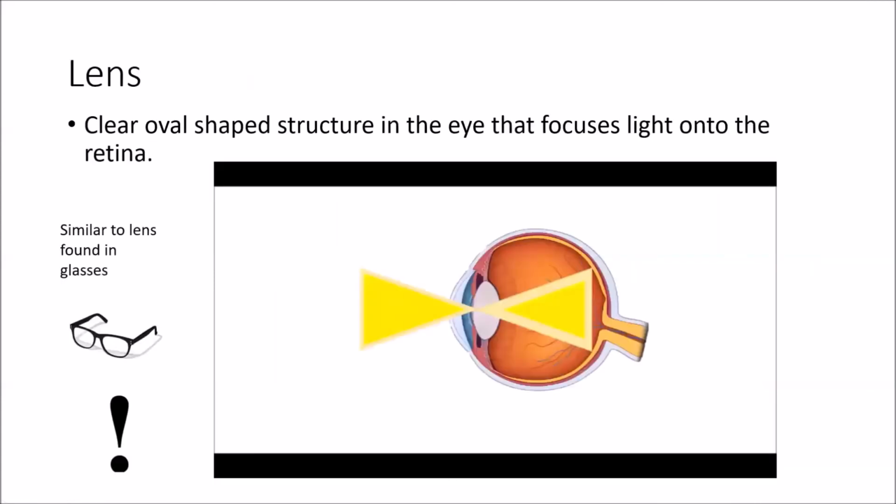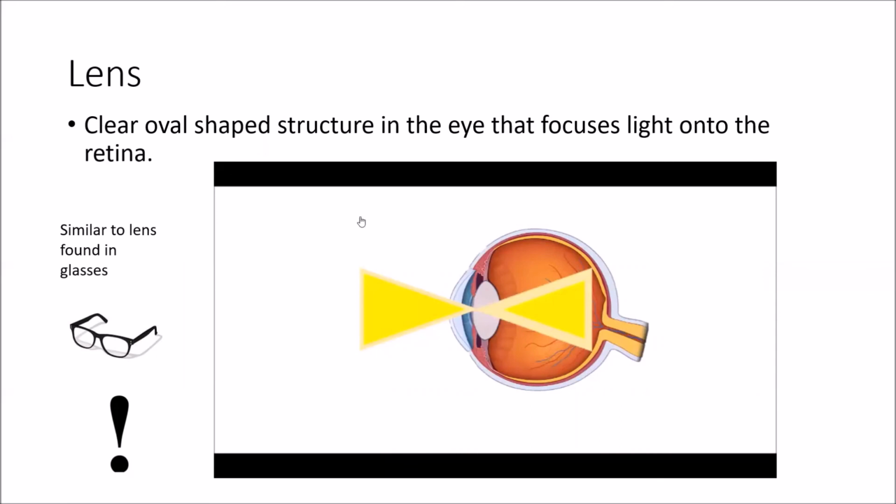All right, moving on. Now we are going to talk about the lens. The lens is the next part of the eye that we'll be talking about. This little white oval that you see here is the lens. The lens is a clear, oval-shaped structure in the eye that focuses light onto the retina.